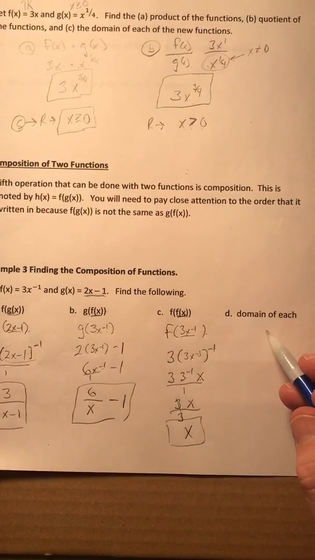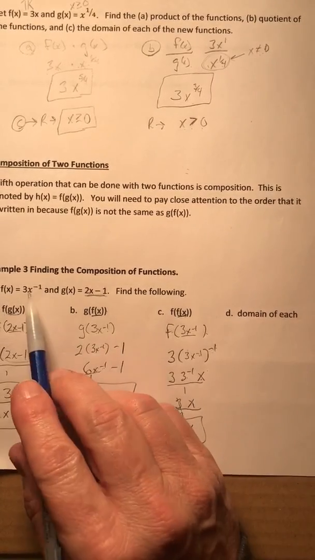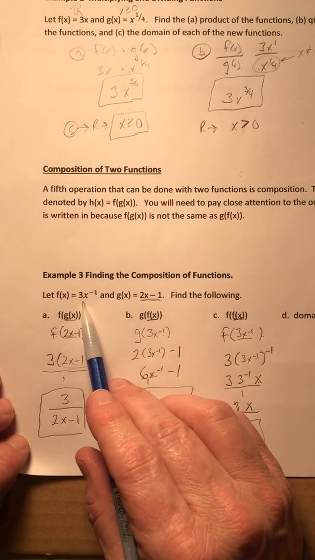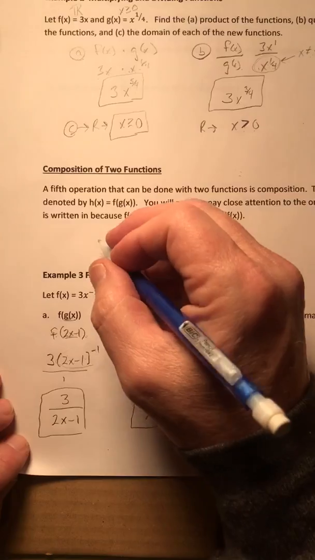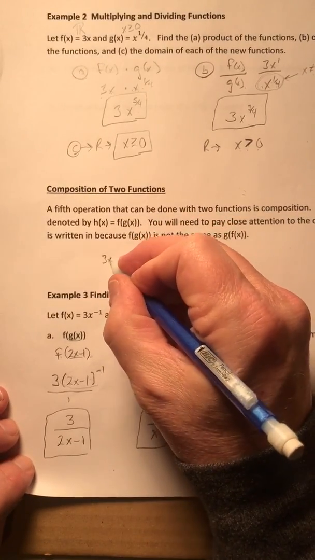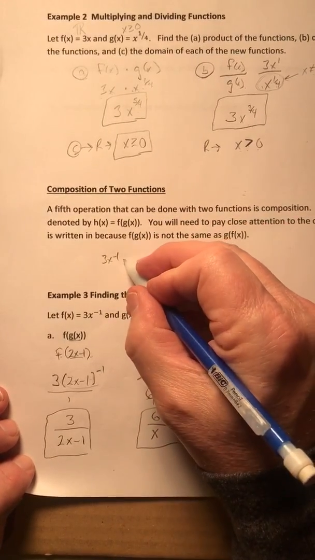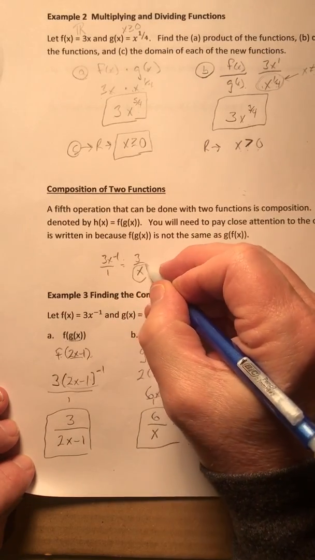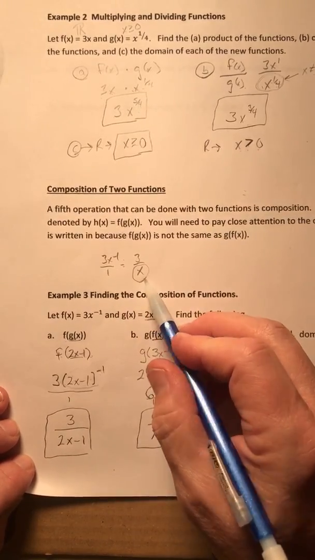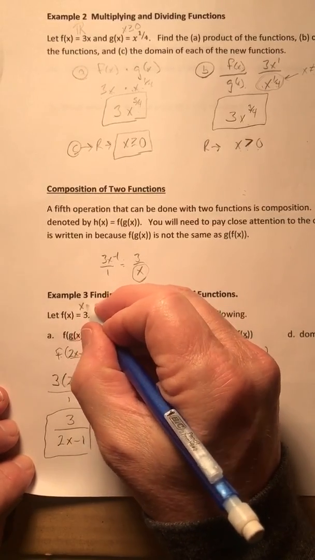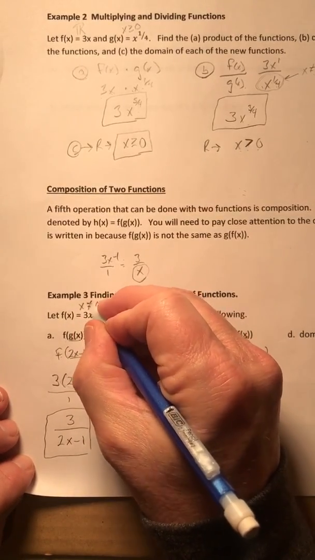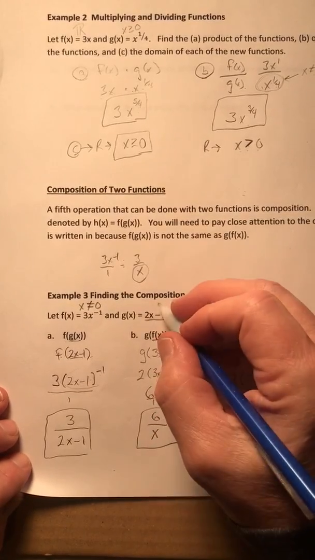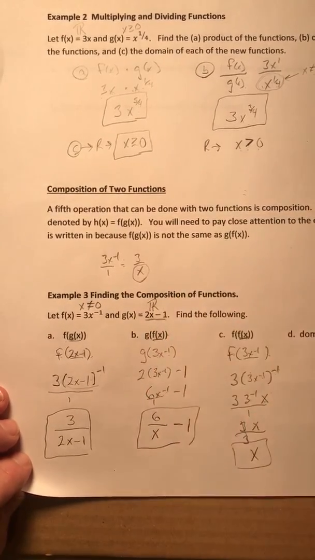So now we got to do the domain for each. All right. Any restrictions on this domain? And the answer is yes, there is a restriction. Because this 3x to the negative 1 would really be, we turn it into a fraction, and it gives us 3 over x. X is in the bottom, so x cannot be 0. So that is a restriction on this. X cannot equal 0. Any restrictions on this? And the answer is no. So that is all real numbers.